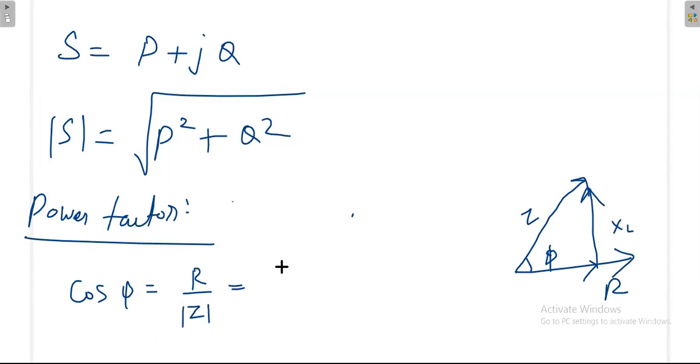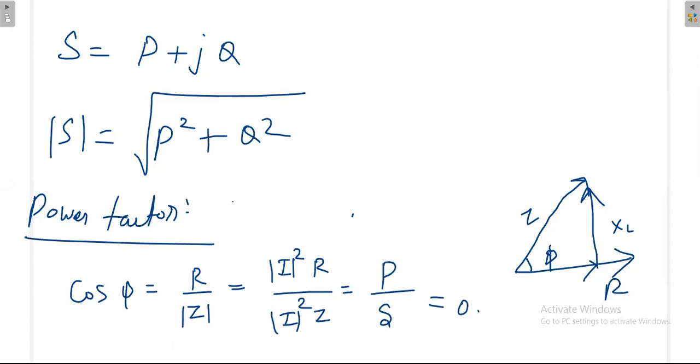How to proceed? This R you can multiply with mod I square, and also multiply Z with mod I square. Then mod I square into R is the real power, and mod I square into Z is the complex power. So real power divided by complex power. Already you know your real power and complex power, then you can find the answer, which will be 0.8. Inductor means current will lag, so this is a lagging circuit.